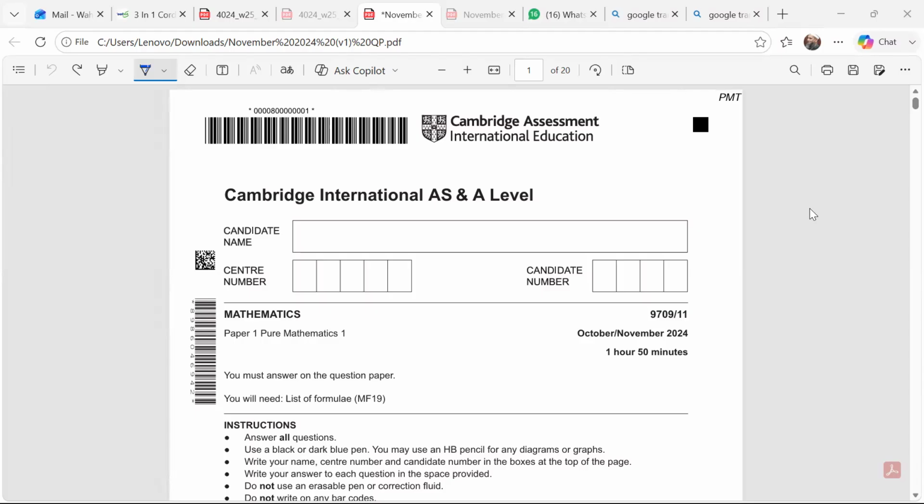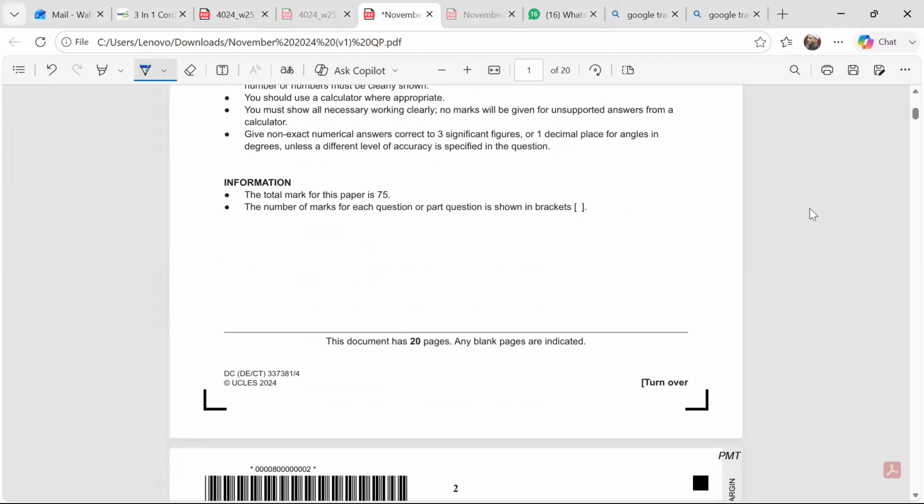We have been solving this past paper. So right now I have this Mathematics Paper 1 for Pure Math 1, and you can see it is October/November 2024. So let us start this question paper.